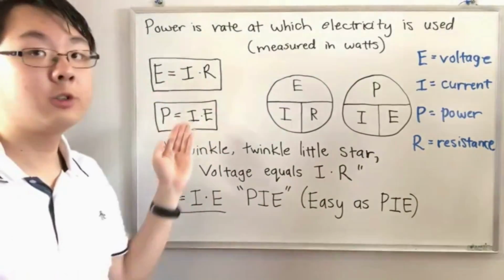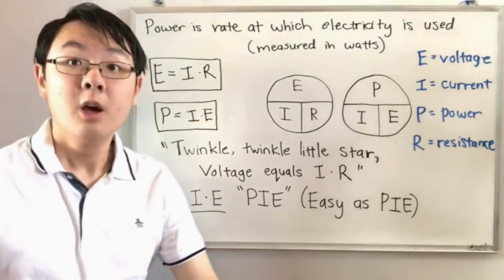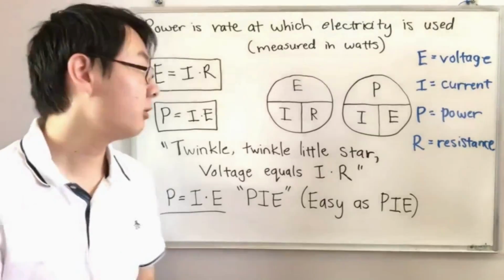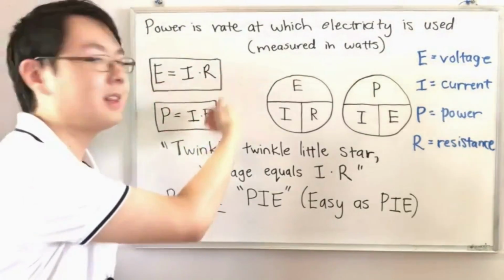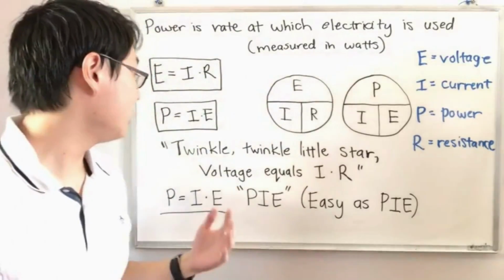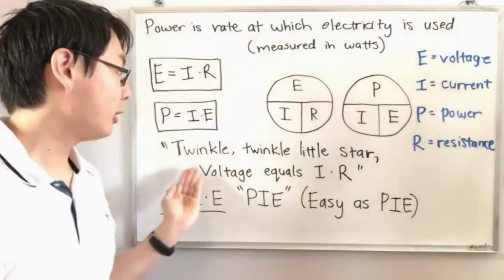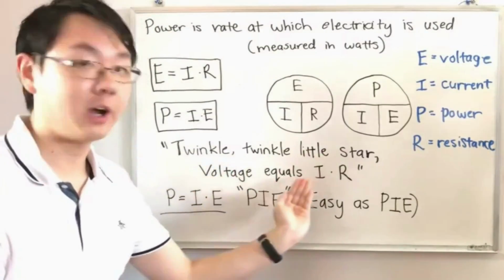So anyway, these are the only two equations you'll need to remember, and you can use a calculator on the test. There are a few tricks that I have here to help you remember these two equations, which at first might look a little hard to memorize. One of them is a little rhyme: Twinkle, twinkle, little star, voltage equals I times R.